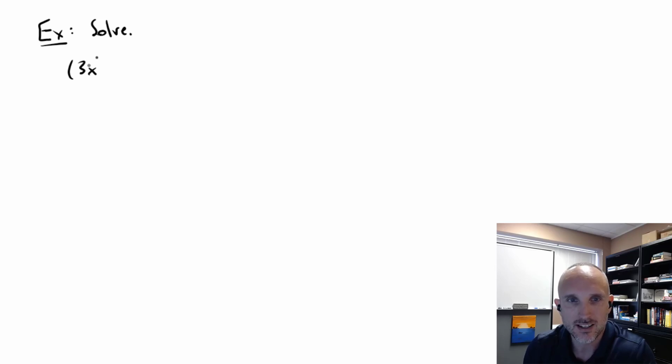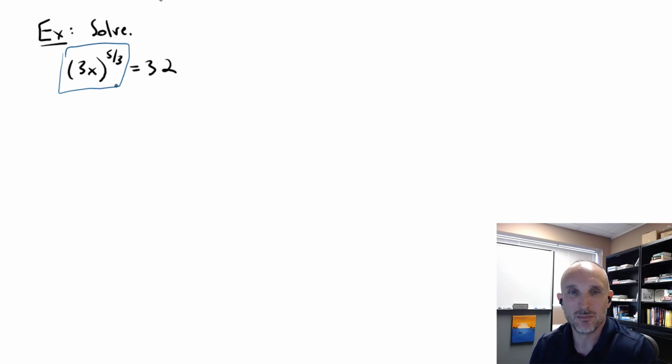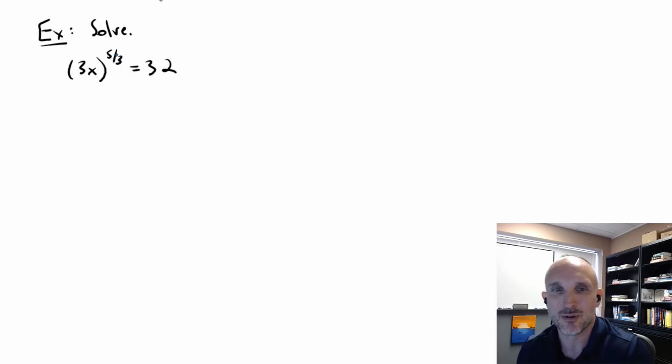Let's solve one last equation using one of the exponent properties we learned. Let's say we want to solve 3x to the 5/3 power equals 32. And the weird looking thing, the 3x to the 5/3, is already by itself. So I just need to think about how to undo the 5/3 power. I could rewrite this as some sort of cube root, and that'd be totally fine. But I'm going to take advantage of what we learned.